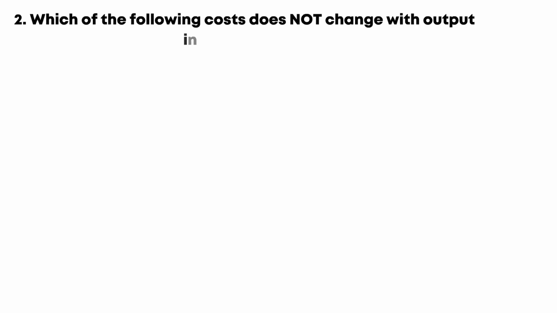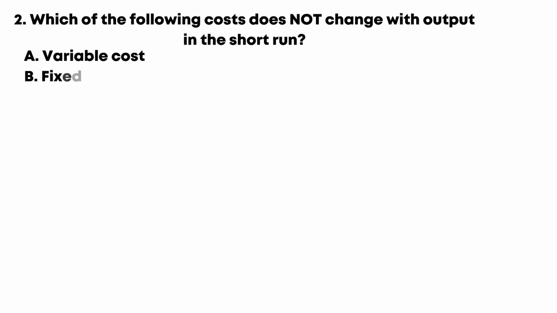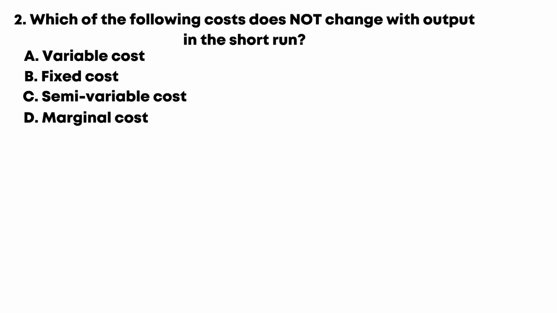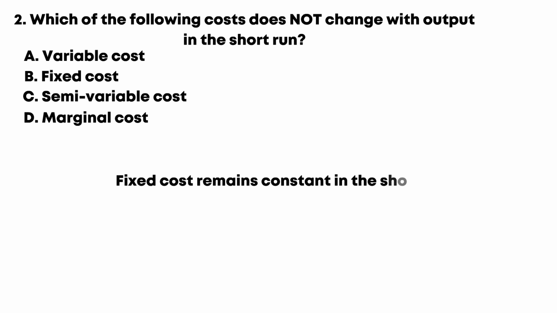2. Which of the following costs does not change with output in the short run? A. Variable cost. B. Fixed cost. C. Semi-variable cost. D. Marginal cost. Fixed cost remains constant in the short run, so the correct answer is B.